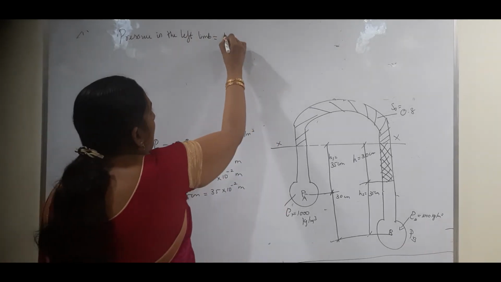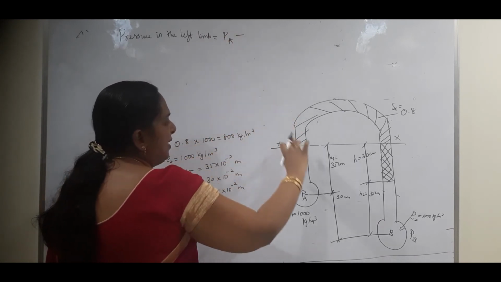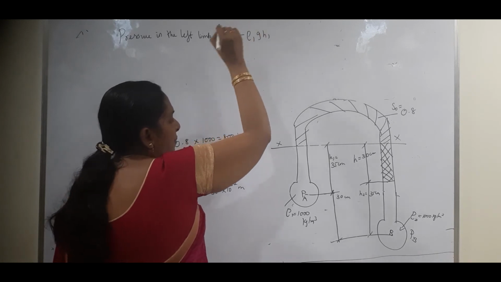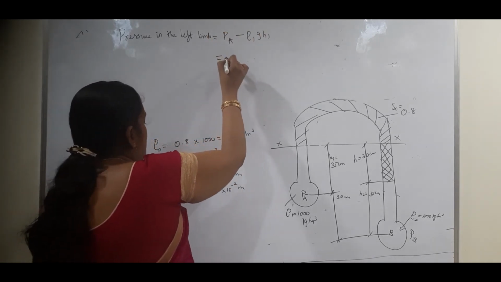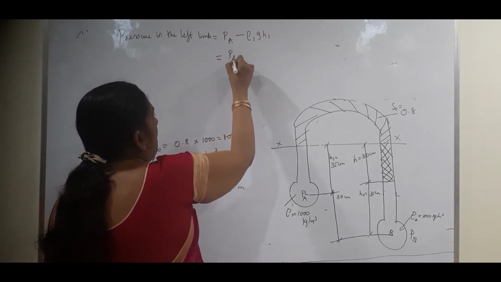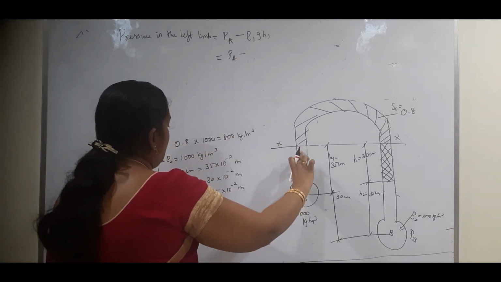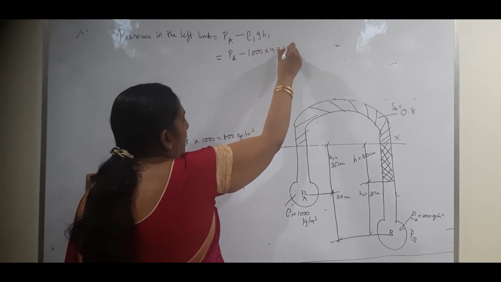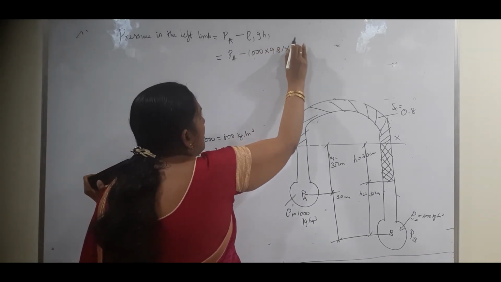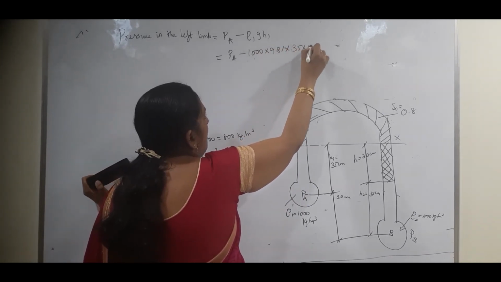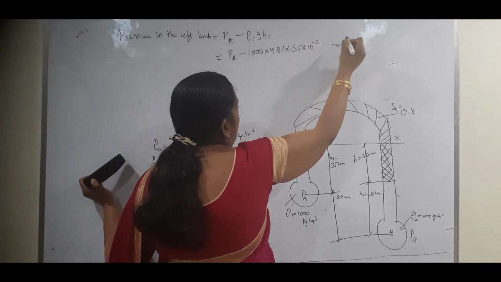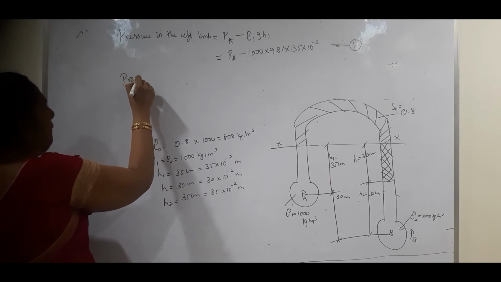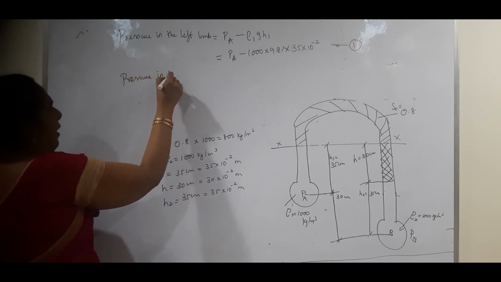So this is PA minus this one. What is this one? Let it be rho 1 g H1, am I right? That's all here, nothing else is there. So PA is unknown, let it be unknown, minus rho 1, which is water here. So it is 1000 into 9.81 into H1, which is 35 centimeters, 35 into 10 to the power of minus 2 meters. So let it be equation number 1. Okay, now the pressure in the right limb.